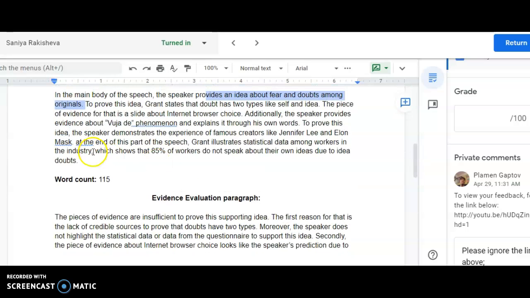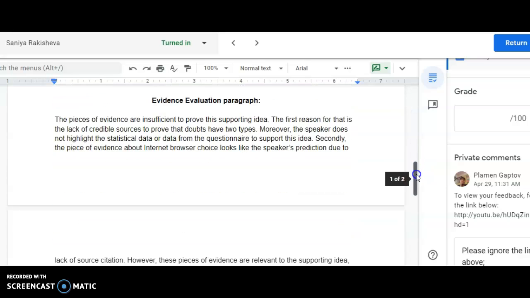Okay, but as a format, as a way of writing it, you've done well. You've started with the idea and you've enumerated the evidence. That's exactly what you need to do in the exam. Now let's look at this paragraph.